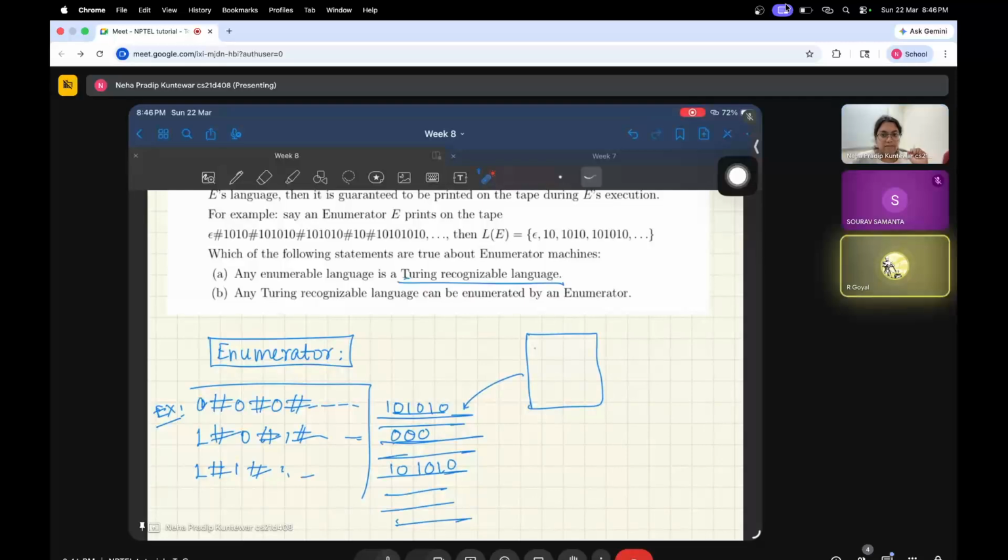Even if it keeps printing, its name is enumerator, so some kind of enumeration must have been there, is it? Or what kind of enumeration is there?